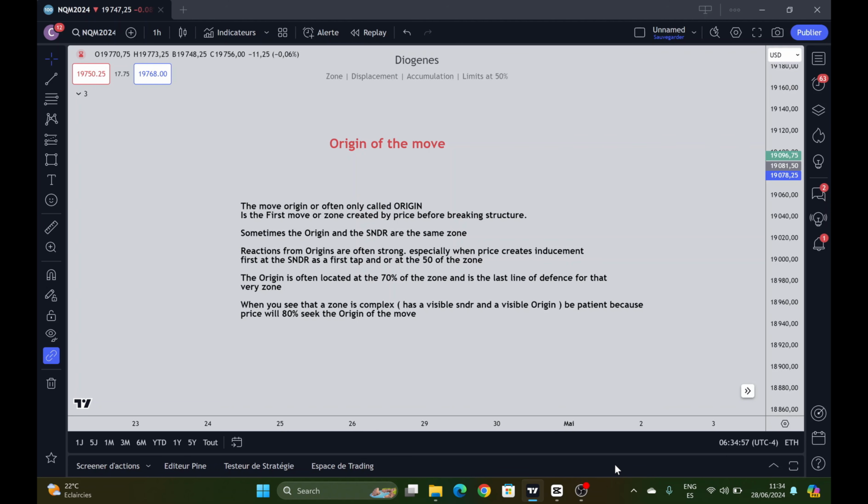So in that case, the origin and the SNDR are the same, and you will have to expect huge reactions once price comes back to mitigate it. Reactions from origins are often strong, especially when price creates inducements first at the SNDR as the first tap or at the 50% of the zone.